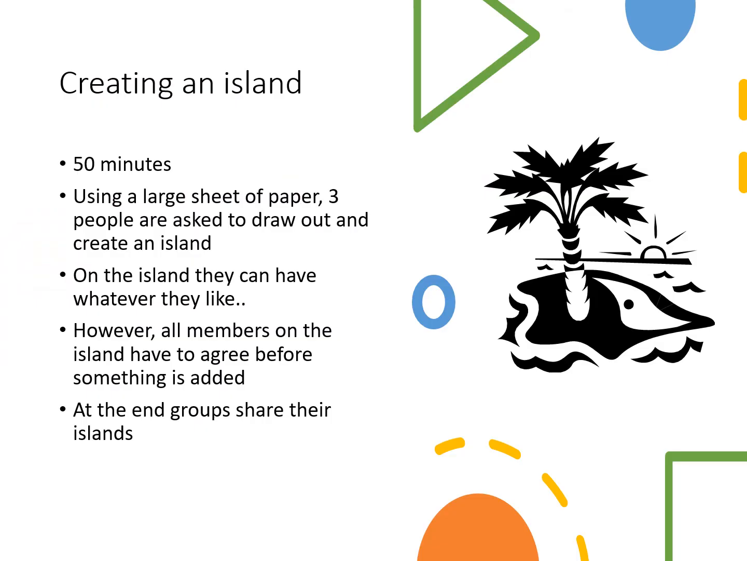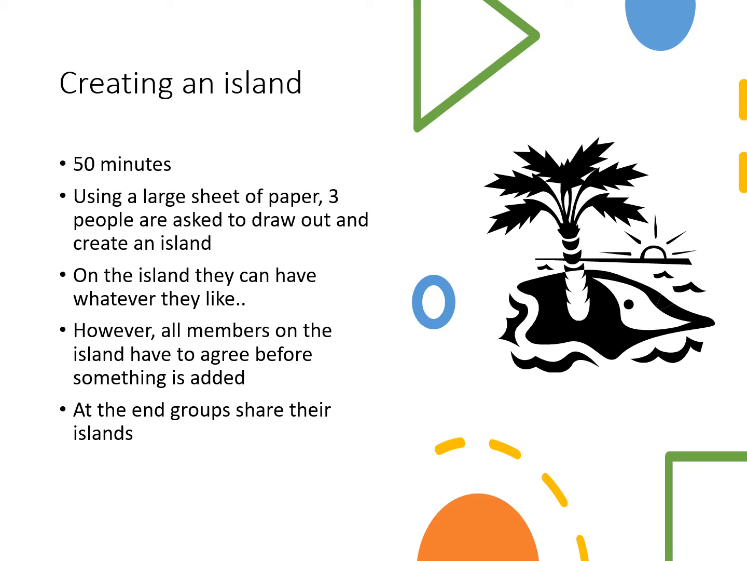And this one is called Creating an Island, and usually takes about 45 to 50 minutes. So you use a large sheet of paper and 3 people are asked to draw out and create an island, and on that island they can have whatever they like, but all members of them have to agree before something is added to that drawing, to that design. And at the end, the groups share their islands and talk about why they opted to choose those particular things.